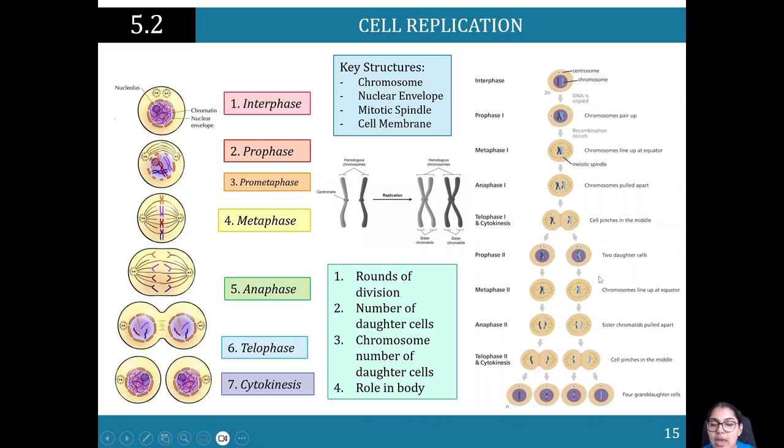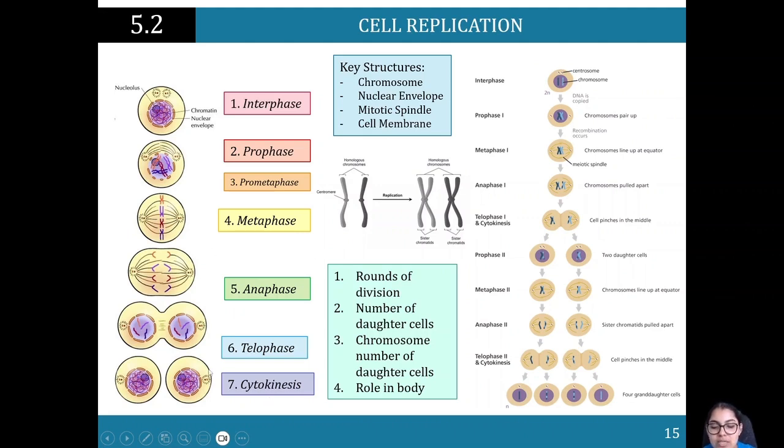So this time, no recombination occurs, no crossing over occurs, all right? From here, they go straight to metaphase, where they line up at the equator. The mitotic spindle is going to come out and attach. And then in anaphase, they're going to be pulled apart from one another. And then in telophase, they're going to be pinched in the middle, and we're going to end up with 4 daughter cells.